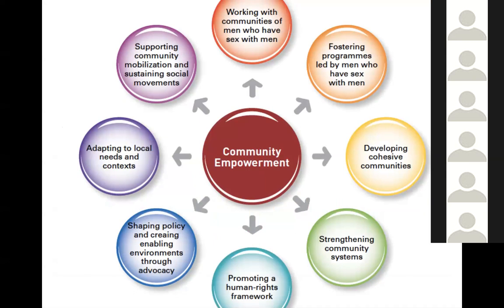So this next chart is taken from the MSMIT, the MSM Implementation Toolkit, which, as most of you will know, is a UN guidance for implementing programs and services for gay and bisexual men. This chart is a representation of the key elements of community empowerment. All these different circles around community empowerment talk about the different ways in which programs must be run in order for there to be agency within communities to make decisions about their own health, in this case sexual health. They don't necessarily all have to be present or work in a certain order, but these are some of the key elements of community empowerment.